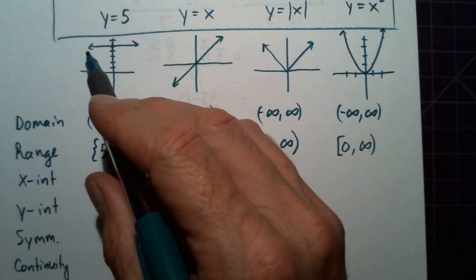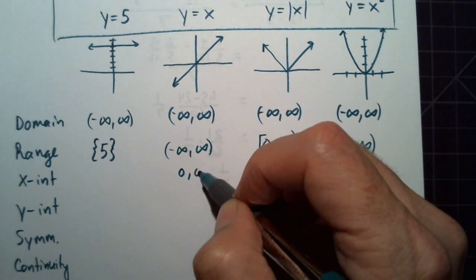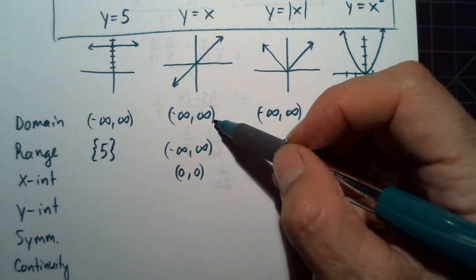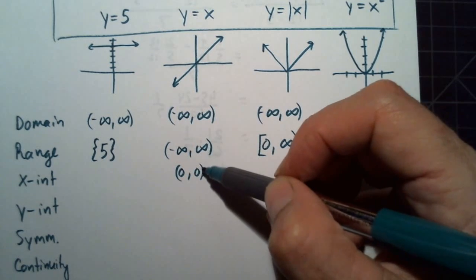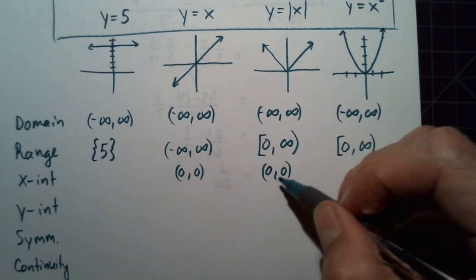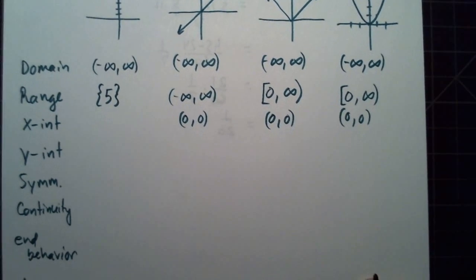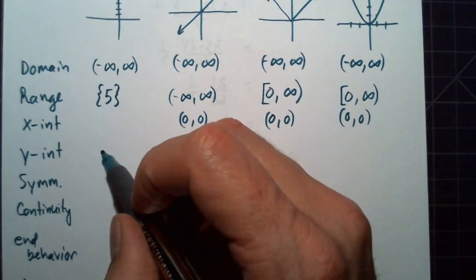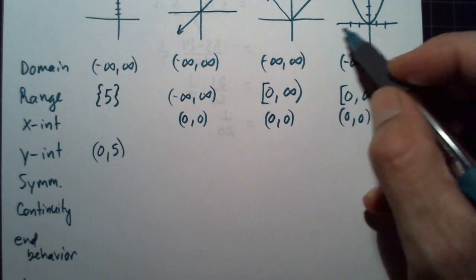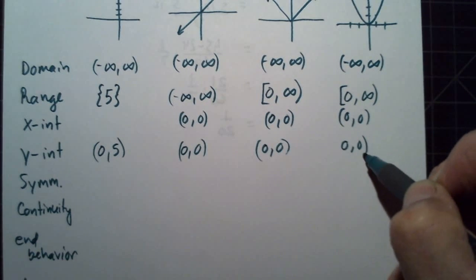The x-intercept, where does the graph touch the x-axis? There's no x-intercept. Here it's (0, 0). The point (0, 0), and this can be confusing too. We have interval and ordered pair, so we have to know the difference between them. Again, (0, 0) for the x-intercept and (0, 0) for the x-intercept. The y-intercept is (0, 5). And then the y-intercept will be the same as the x-intercept for these.